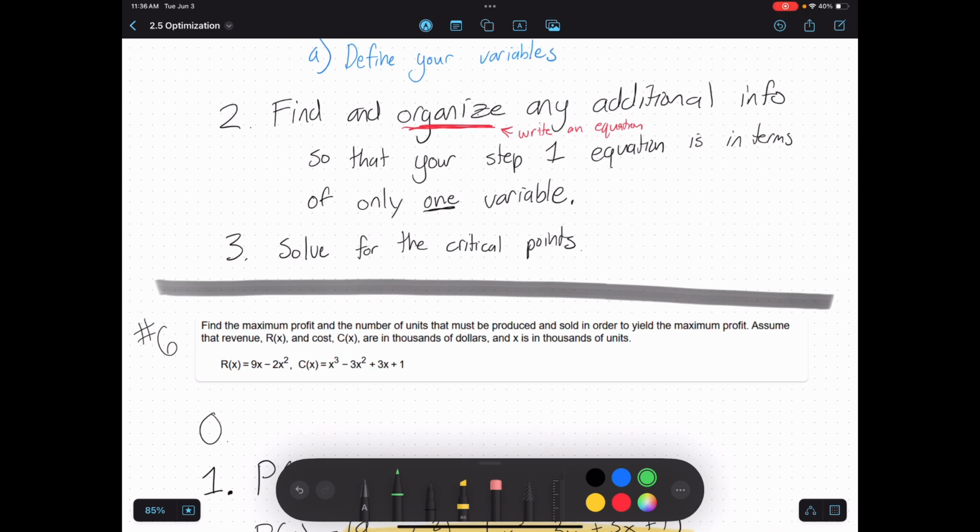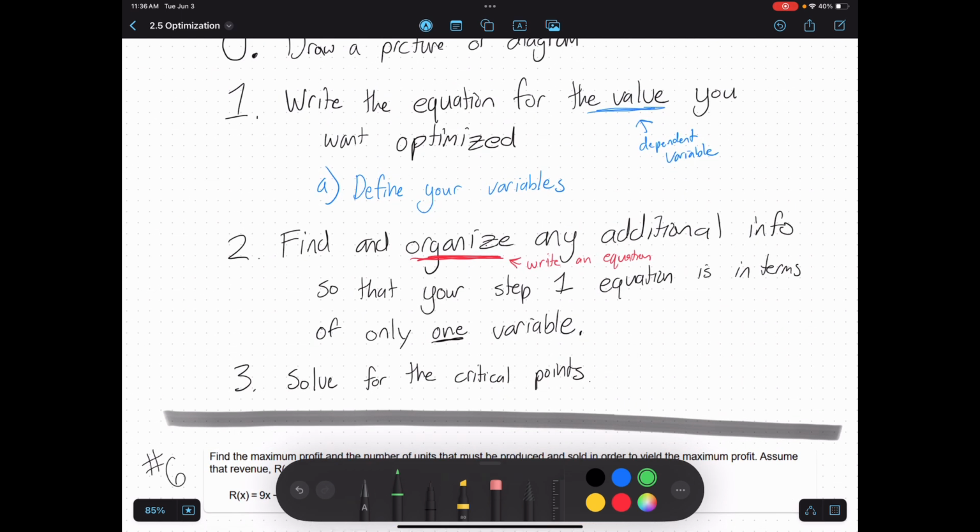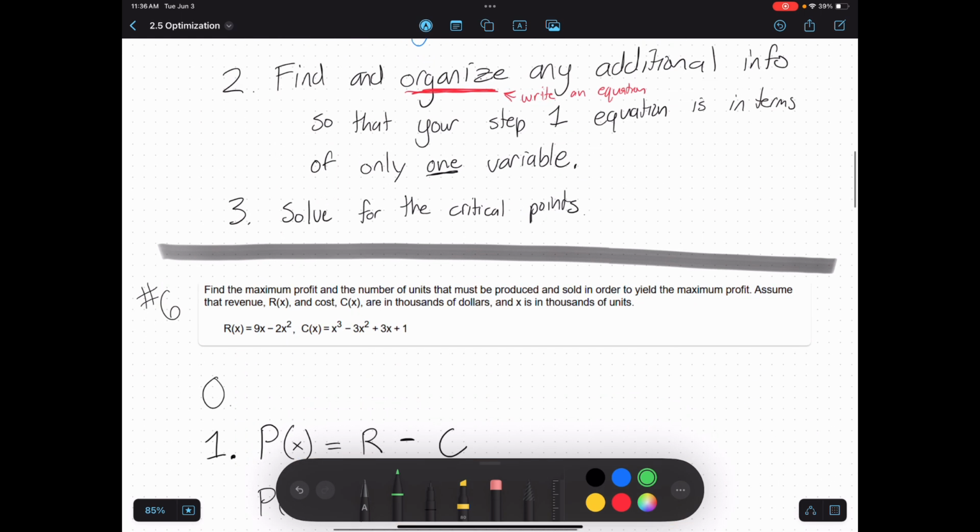Feel free to go ahead and try a few of the problems out on your own. Problems 1, 2, and 3 are really straightforward if you want to try those, but it still requires all 3 of these steps. So you're welcome to try those out. And then as you get stuck, come back to this video and look at some of these examples that I go through. So let's start with number 6.